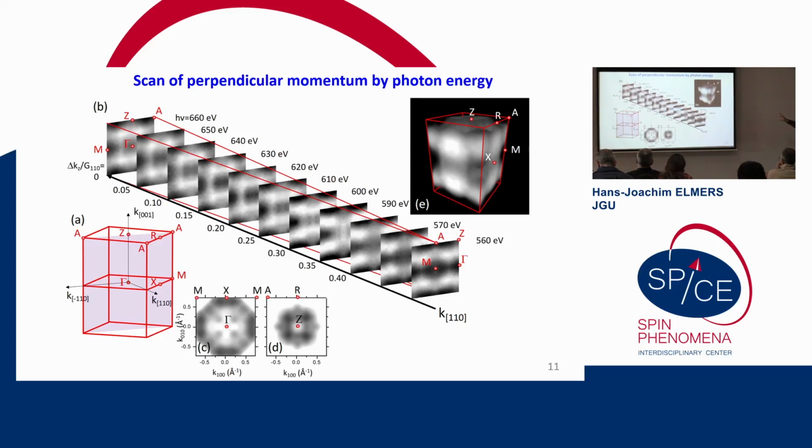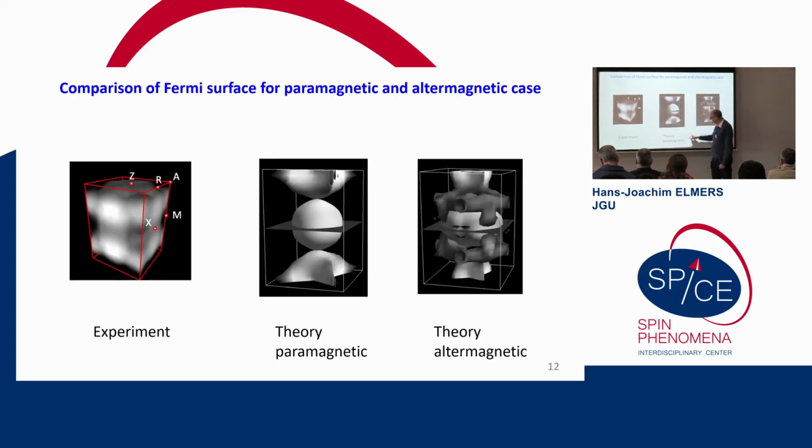But now let's dwell a bit on the Fermi surface of ruthenium dioxide, because this Fermi surface here is indicative for the magnetic structure. So if you do the calculation in the paramagnetic case, the Fermi surface should look like this. If you do the calculation with the altermagnetic electronic structure, you expect a Fermi surface like this, and this fits much better to our experimental value than this paramagnetic calculation.